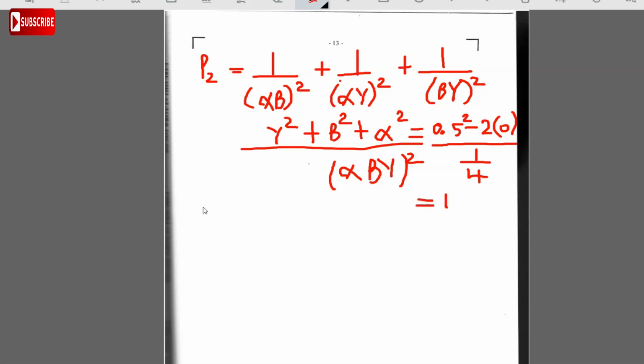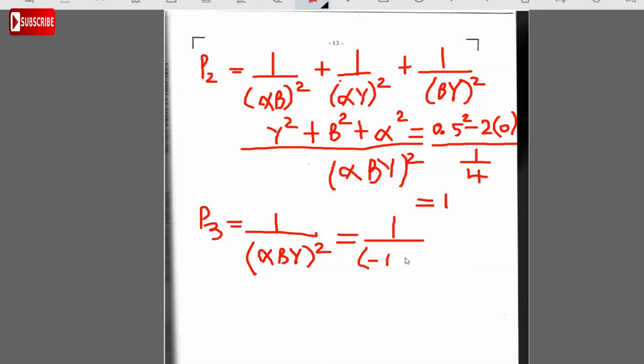Nice. So now P3 is going to be the product by 3, which is just 1 over alpha beta gamma all squared. And 1 over alpha beta gamma all squared is 1 over minus a half squared. I think that's 4, but I'll just check it to make sure. 1 divided by a half squared, yes, it's 4.